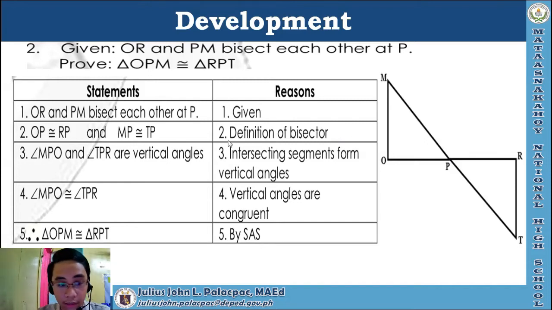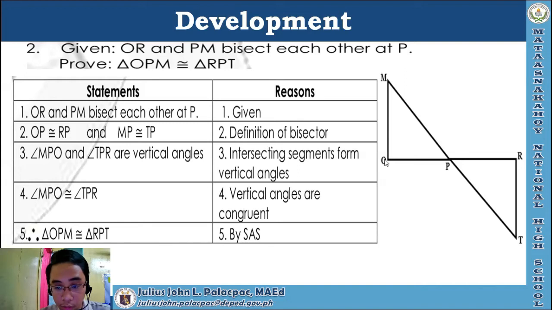So, we can say that angle MPO and angle TPR ay opposite angles. Diba? So, sila ay vertical angles. Pag sabi vertical angles, equal sila. Intersecting segments from vertical angles. Kaya lalagyan natin sa number 4 na angle MPO and angle TPR are congruent, dahil nga sila ay vertical angles which are congruent.